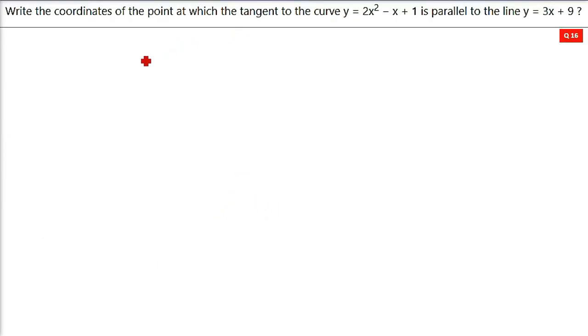But write the coordinates of the point at which the tangent to the curve, this one, is parallel to this line. So this is simply m. I can see it is 3. I have equated it with y equals to mx plus 3. M is going to be equal to 3. So the slope is known now. But we have to find out the coordinates. So dy by dx we will find out. What will be dy by dx? It is 4x minus 1.